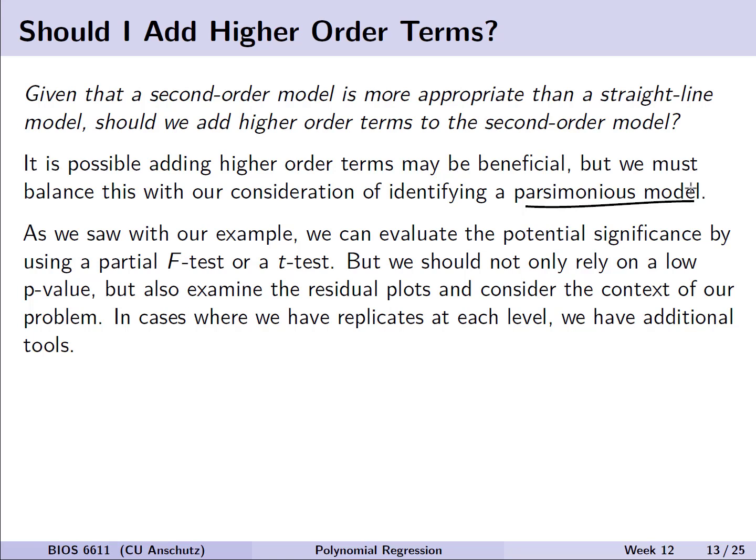However, we also know that we don't have to just willy-nilly hope for the best. We do have statistical approaches that we can consider, and some of which we saw previously, such as using the partial F-test or a t-test or the overall F-test to evaluate the potential utility of a model. But we should not rely only on a low p-value in this case. Just because the p-value, let's say, was less than 0.05, does not necessarily mean that we have the best fitting model or the most intuitive. We should also examine things like the residual plots and the context of our problem. That will help us to visualize if it seems to make sense. And in cases where we have replicates at each level, we have additional tools and tests we can do to further break down this question.